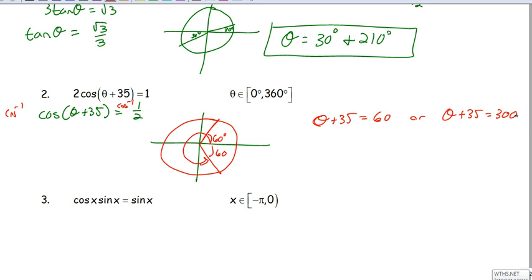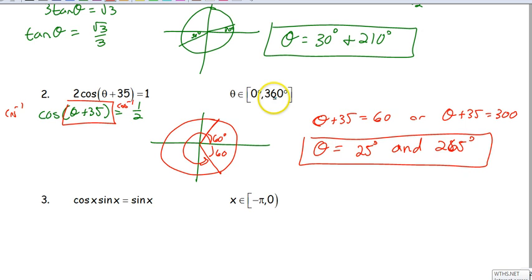But we're not done now. That's basically the angle, that's basically what this has to equal. This has to equal either 60 or 300 based on our circle. But it's theta plus 35, so that's not what theta is. You have to subtract. And you get 25 degrees, and I should say 265 degrees. And sure enough, those are my two answers that are between these numbers.